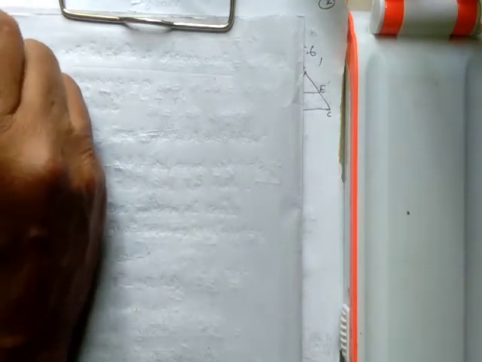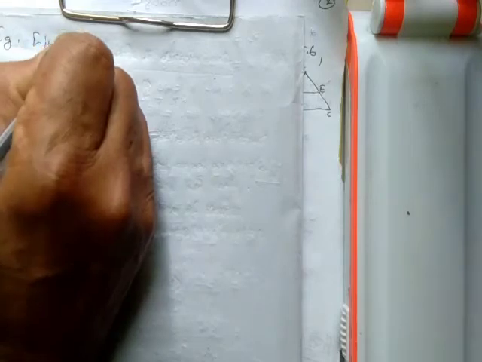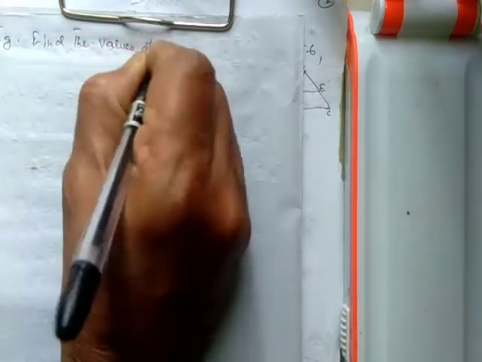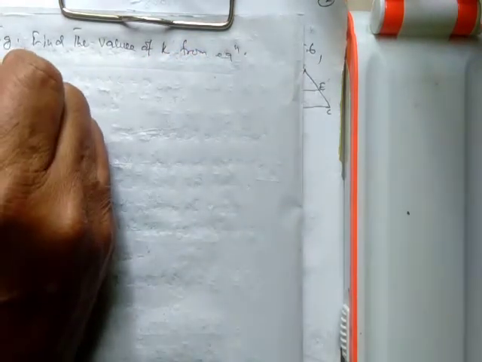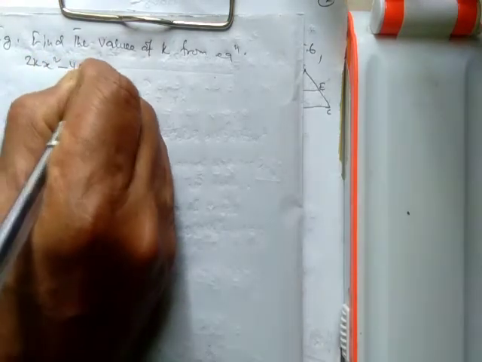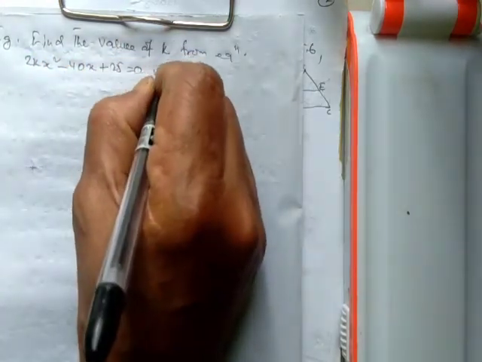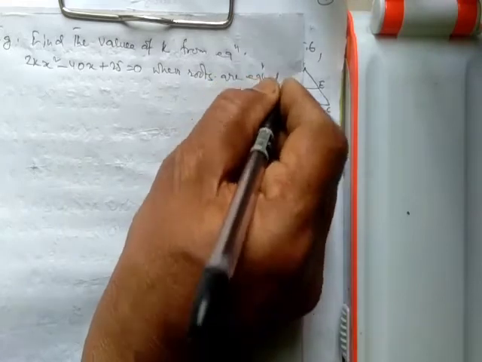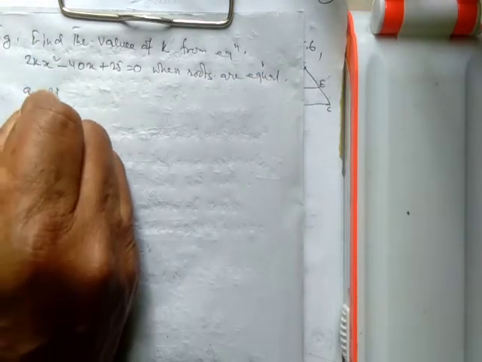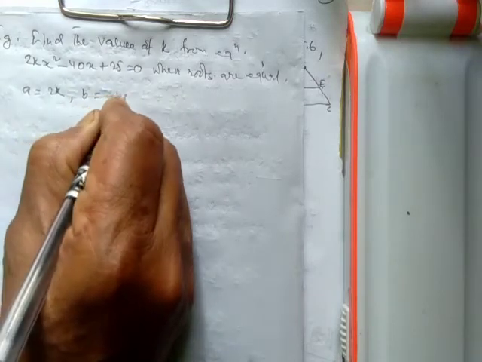Let me see one more example. Example 2, find the value of k from equation 2k x square minus 40x plus 25 is equal to 0 when roots are equal. Here a is equal to 2k, b is equal to minus 40, c is equal to 25.